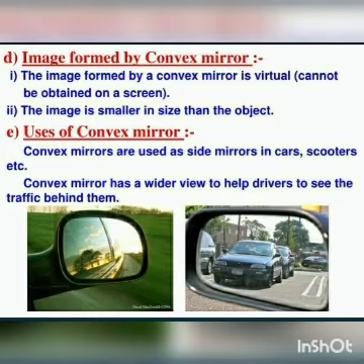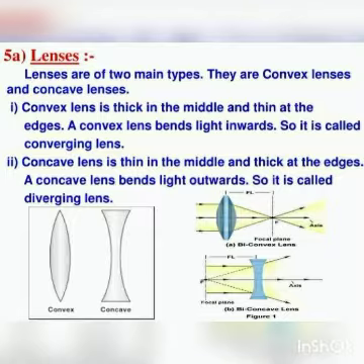So what is the use of a convex mirror? A convex mirror is used as a side mirror in cars and scooters. It also gives a wider view to help drivers see the traffic behind them. Okay, so that finishes convex and concave mirrors.